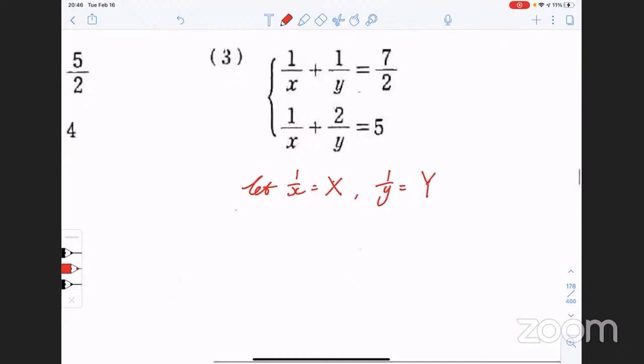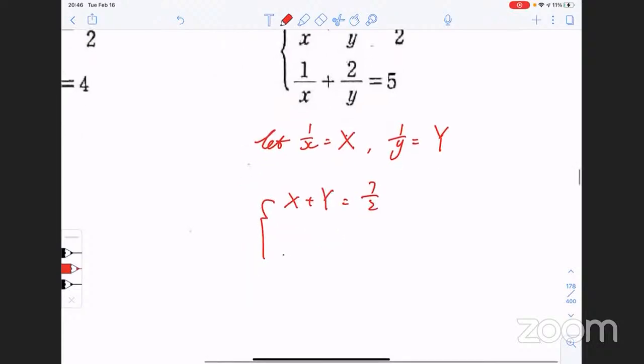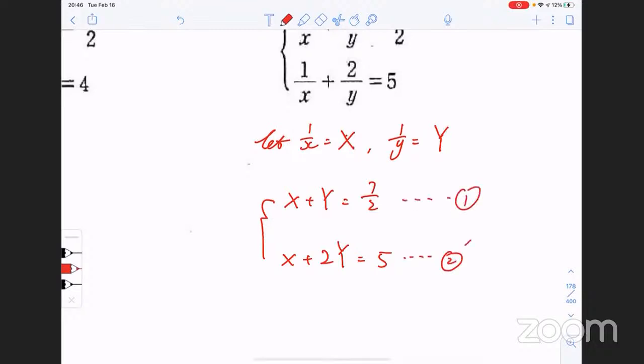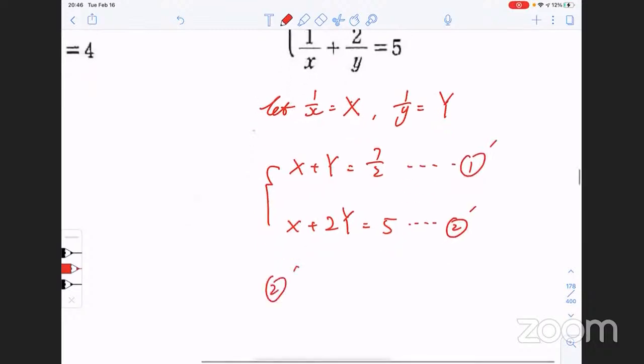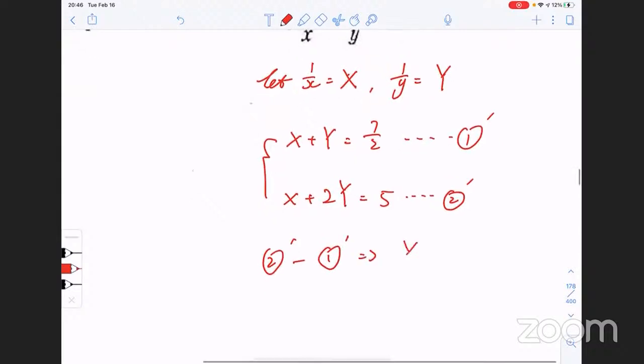So now for the first equation, equation number 1 prime, we will have X plus Y, which is equal to 7 over 2. And for the next one, I will have big X plus 2 big Y, which is equal to 5. And then what do you want to do now? I want to use 2 prime to subtract 1 prime, which in this case, on the left side, I will get Y. What about the right side?